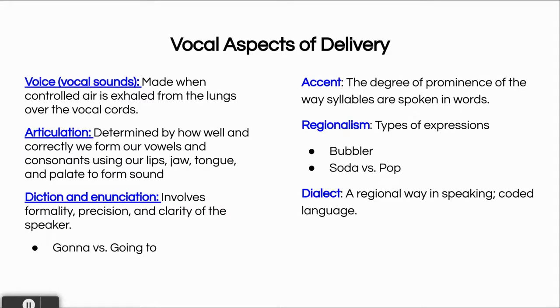Now, in different parts of the world and even our own country, there are different accents or a degree of prominence of the way we speak certain syllables. Now, regionalism is word choice, which deals with, if we go to Wisconsin, let's say, a water fountain can sometimes be called a bubbler. Also, that idea of the conversation between, is it soda, is it pop, is it Coke? What do we call soda? Then the dialect is a regional way of speaking. It's a coded language that is often associated with a common group and a common location.